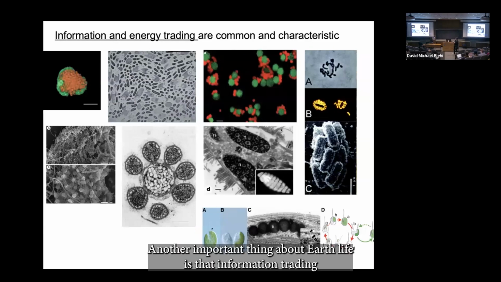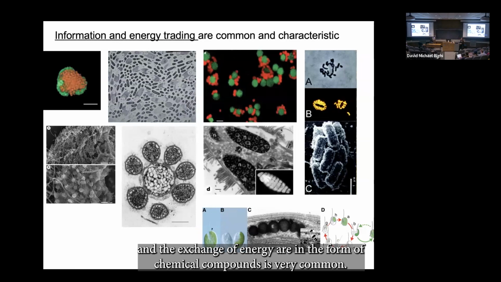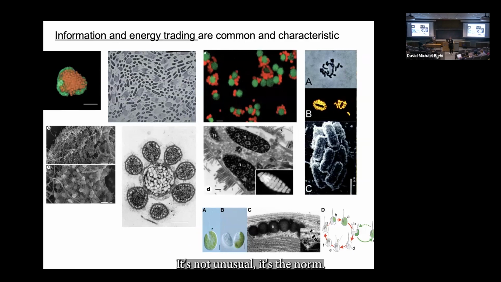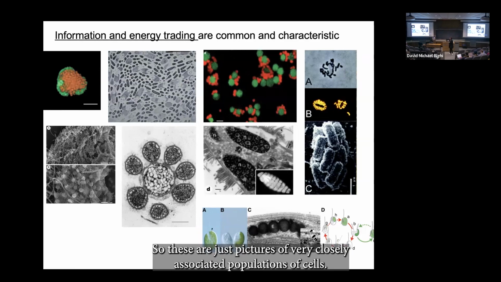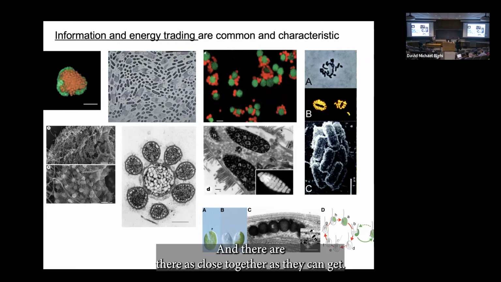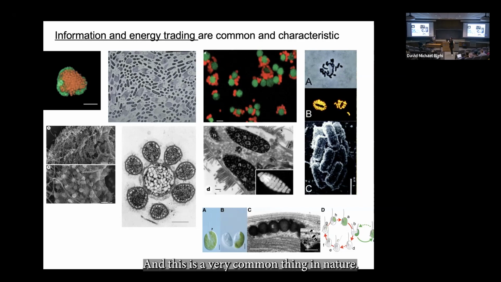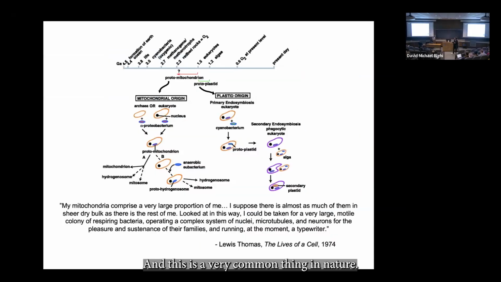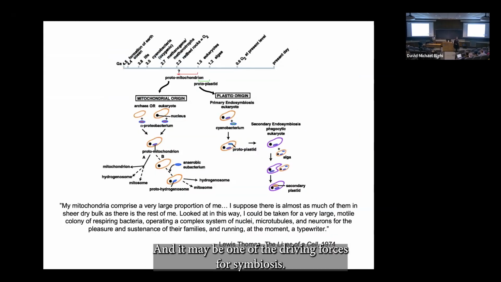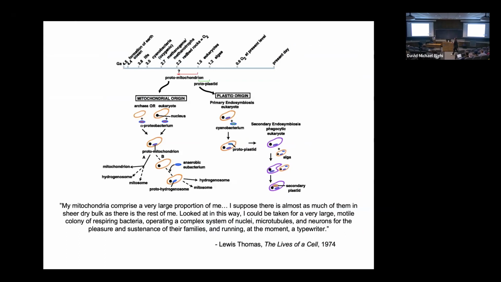Okay. Another important thing about Earth life is that information trading and the exchange of energy in the form of chemical compounds is very common. It's very characteristic. It's not unusual. It's the norm. These are just pictures of very closely associated populations of cells, and they're as close together as they can get, so that it's easier to trade information and energy compounds. This is a very common thing in nature, and it may be one of the driving forces for symbiosis. So symbiosis is also the norm rather than the exception on Earth.